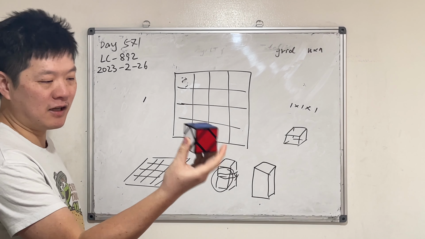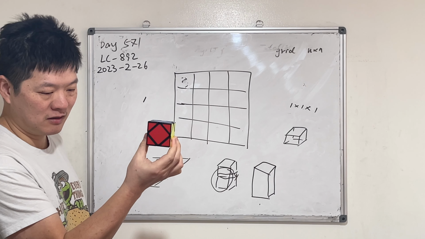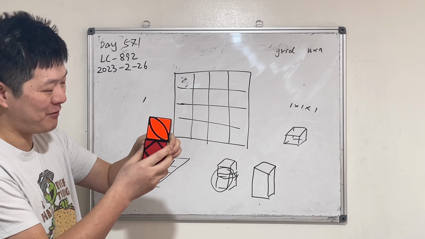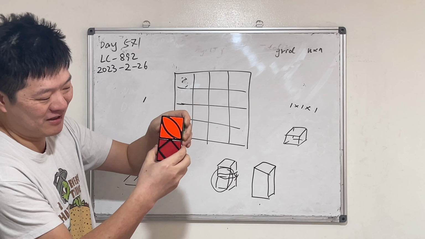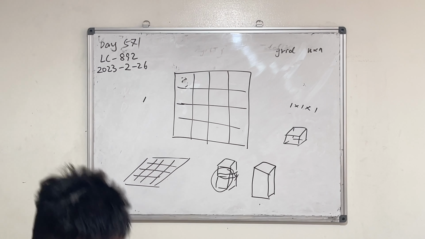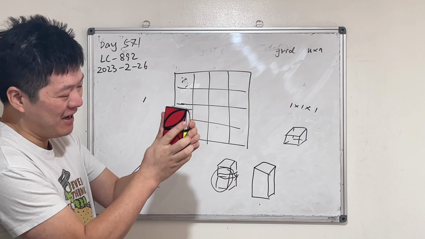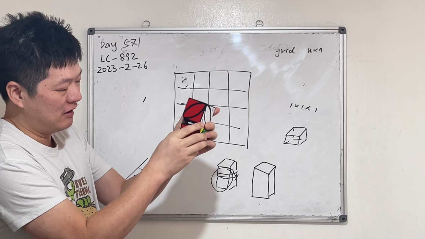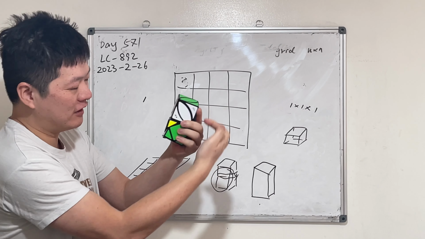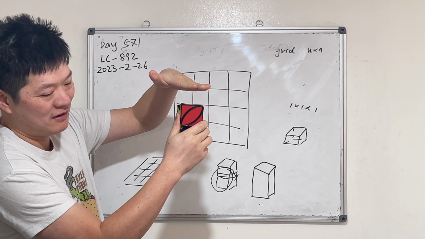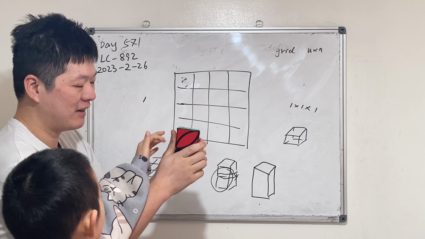Okay, so look, how many surfaces? 6. How many surfaces? 10. That's right, because these 2 are gone, right? So how do we get 10? Look, 1, 2, 3, 4, so there are 8, right? And then 9, 10.